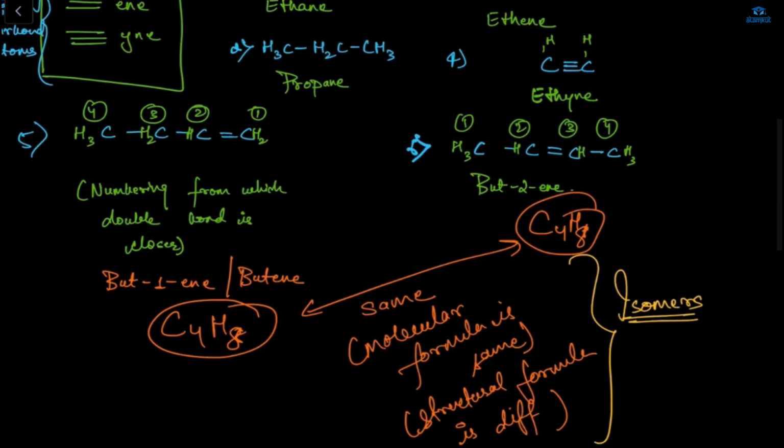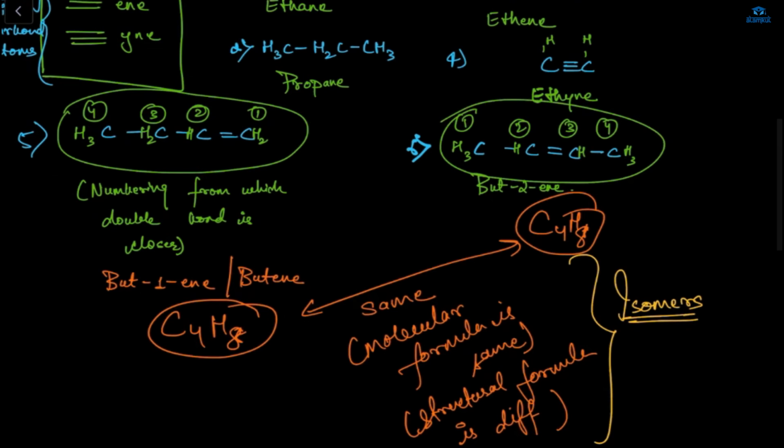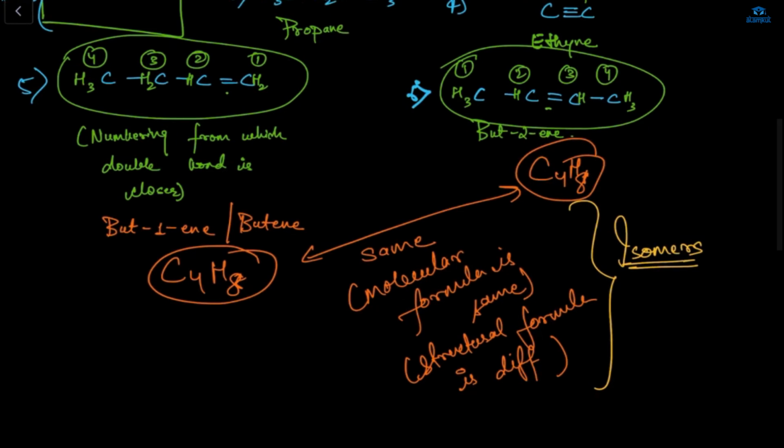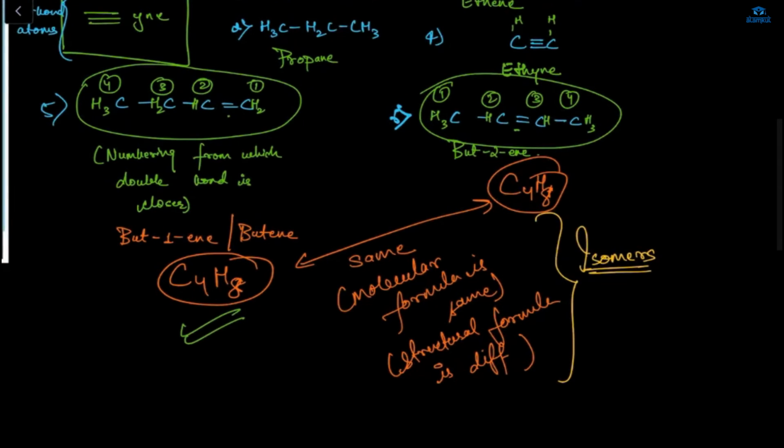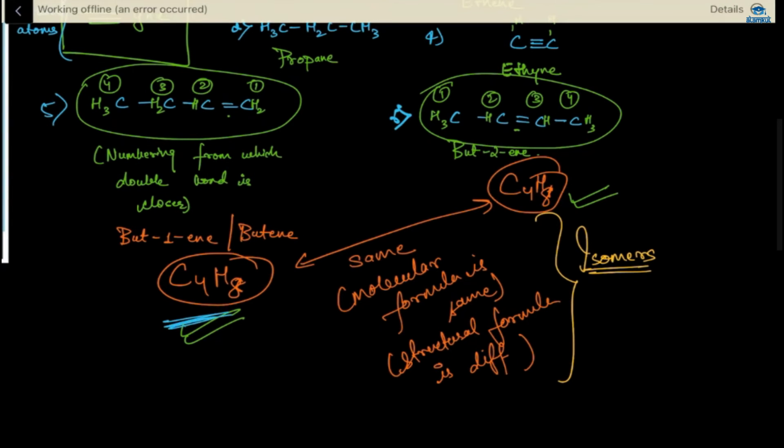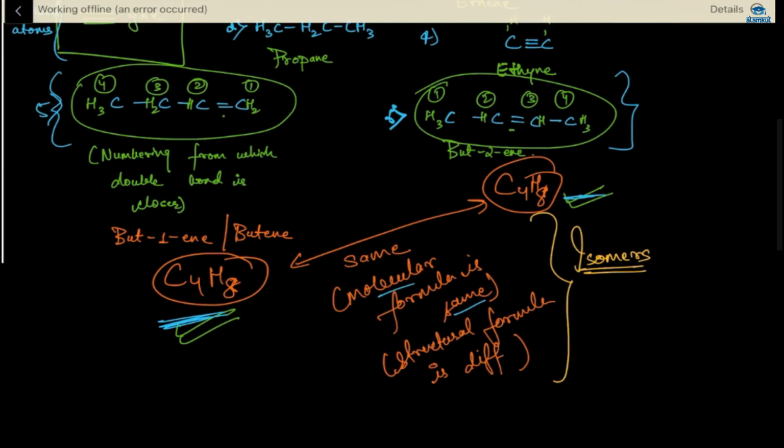Let's say here, just look at the example, no need to look at all these. This example and this example. The structure is different. A carbon bond is over here, and here a carbon bond is over here. So the structure is different, but the molecular formula is C4H8 and here also C4H8. It means your molecular formula is the same, but the structure is different, correct? So this is basically known as your isomers. Got it? What are isomers? Means the same molecular formula but different structures.